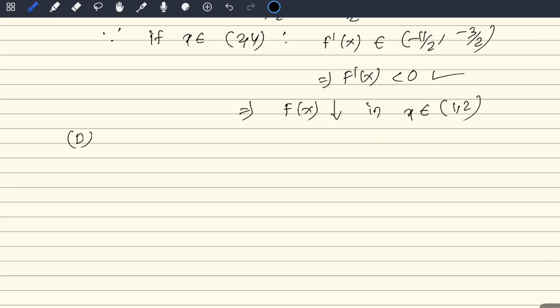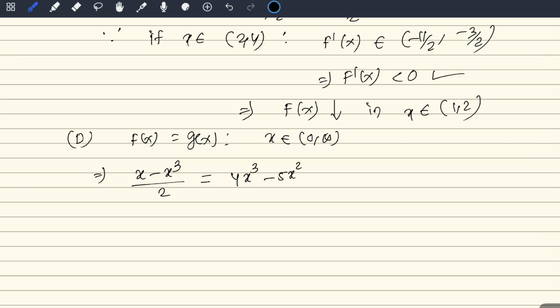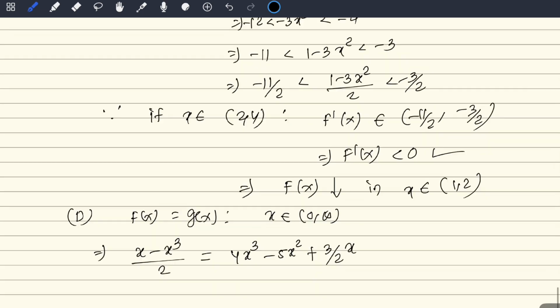In case of option D, what you need to solve? g of x is equal to f of x, right? Let me write. We have to solve f of x is equal to g of x such that x belongs to the open interval 0 to infinity. That means negative terms we can't take. So what is our f of x? x minus x cube by 2 is equal to g of x, which is 4x cube minus 5x square plus 3 by 2 x. Correct? Yes.